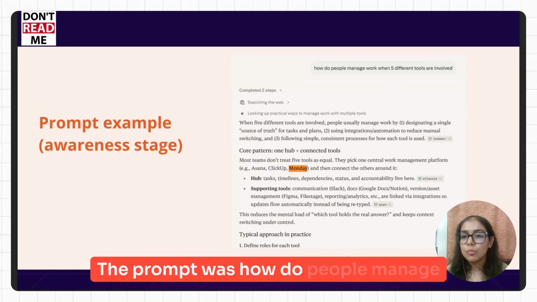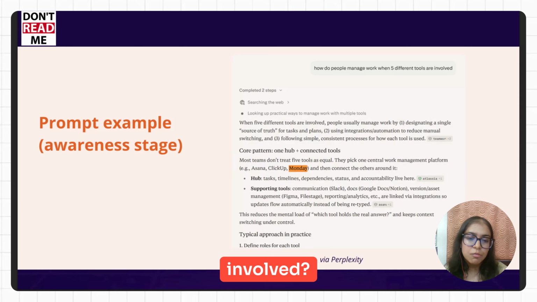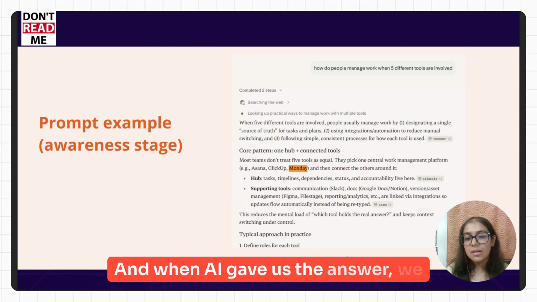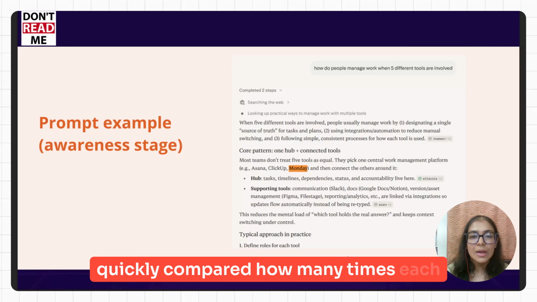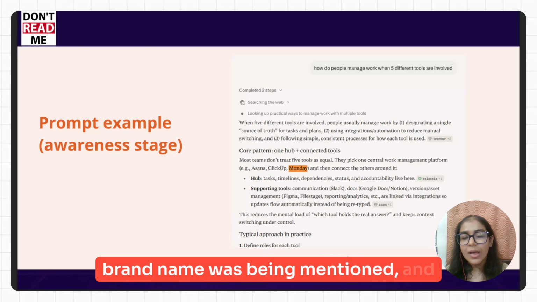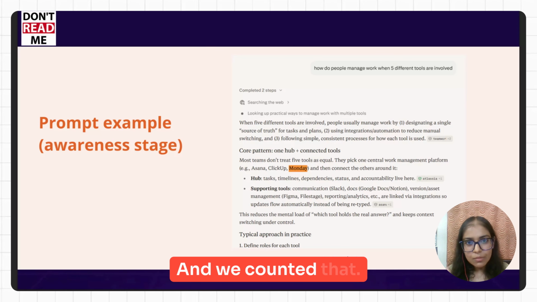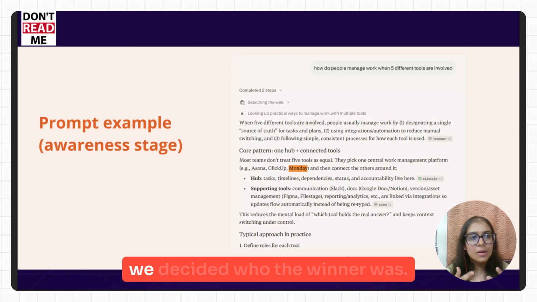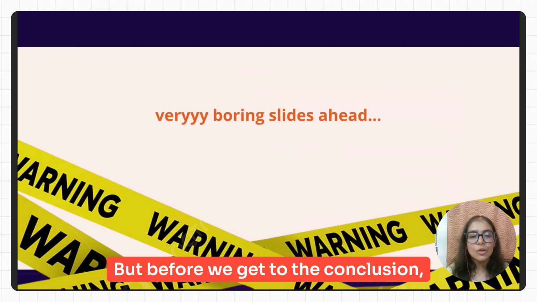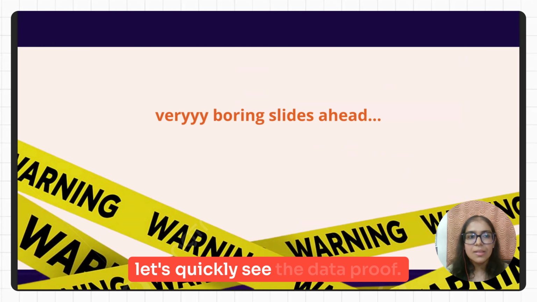The prompt was, how do people manage work when 5 different tools are involved? And when AI gave us the answer, we quickly compared how many times each brand name was being mentioned and how many unique URLs from their domains were being cited. And we counted that, and we decided who the winner was. But before we get to the conclusion, let's quickly see the data proof.